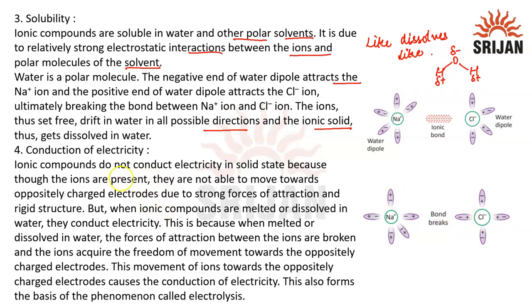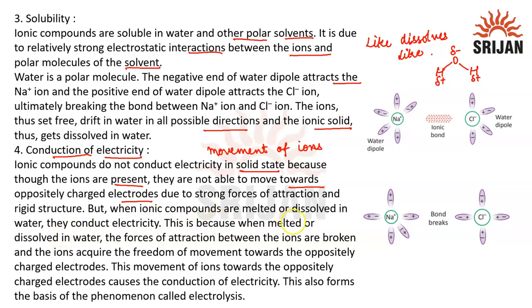This is the same reason why conduction of electricity happens in the aqueous state. Ionic compounds do not conduct electricity in the solid state because to conduct electricity, movement of ions is required. We know that current is nothing but the movement of charge. Whenever the movement of ions happens, electricity gets conducted. But in the solid state, although the ions are present, they are not able to move towards the oppositely charged electrode because they are held together by strong forces of attraction and a rigid structure.